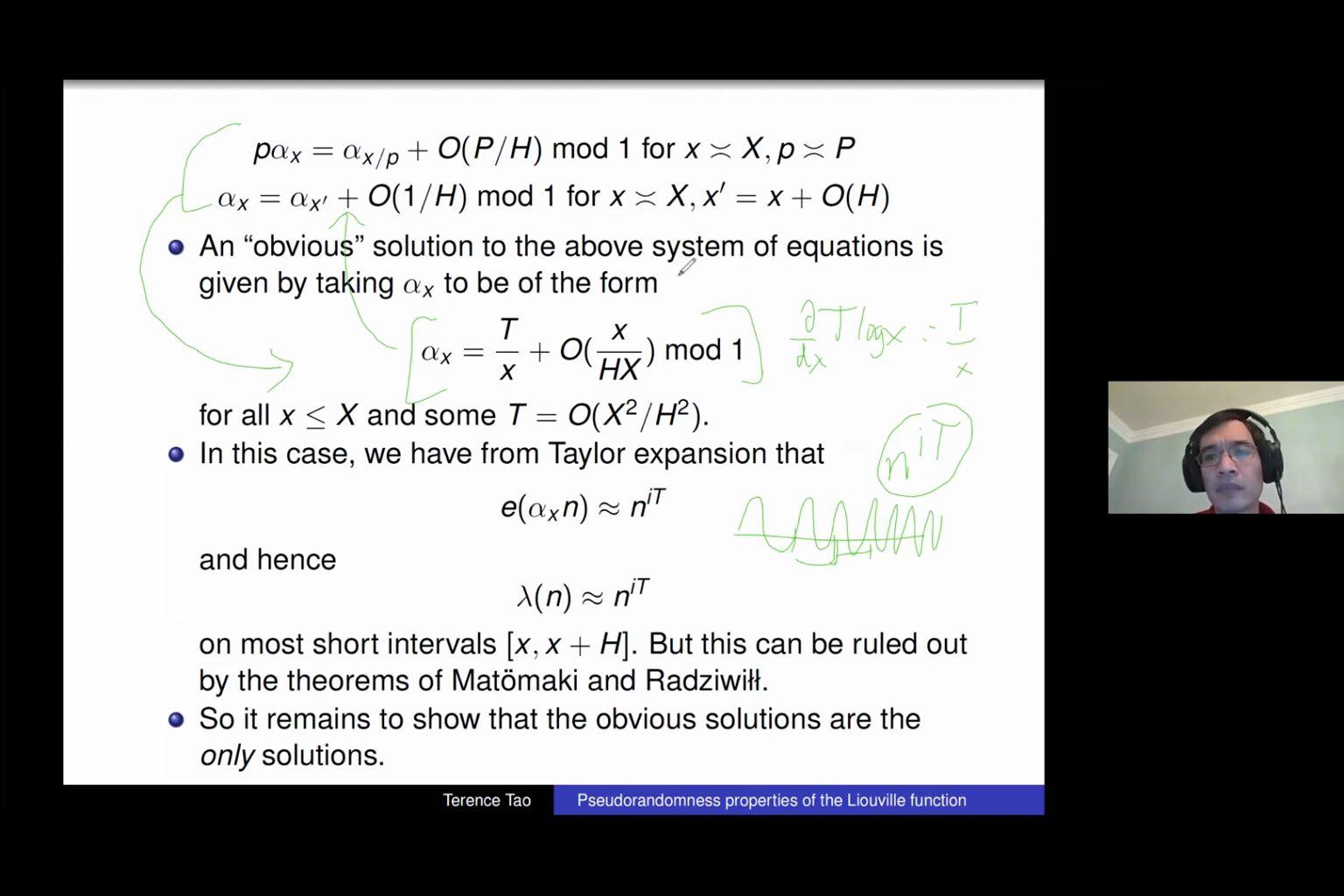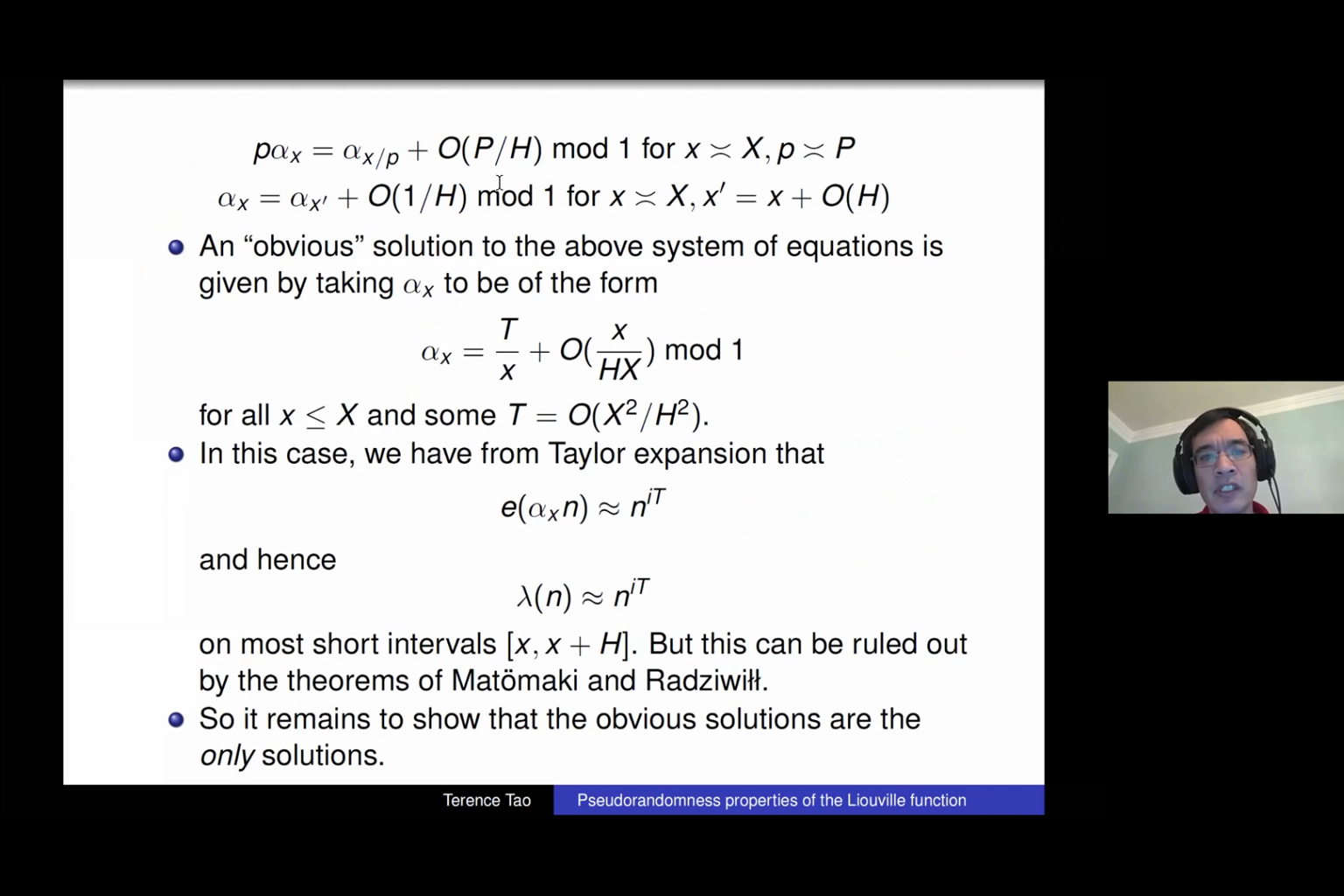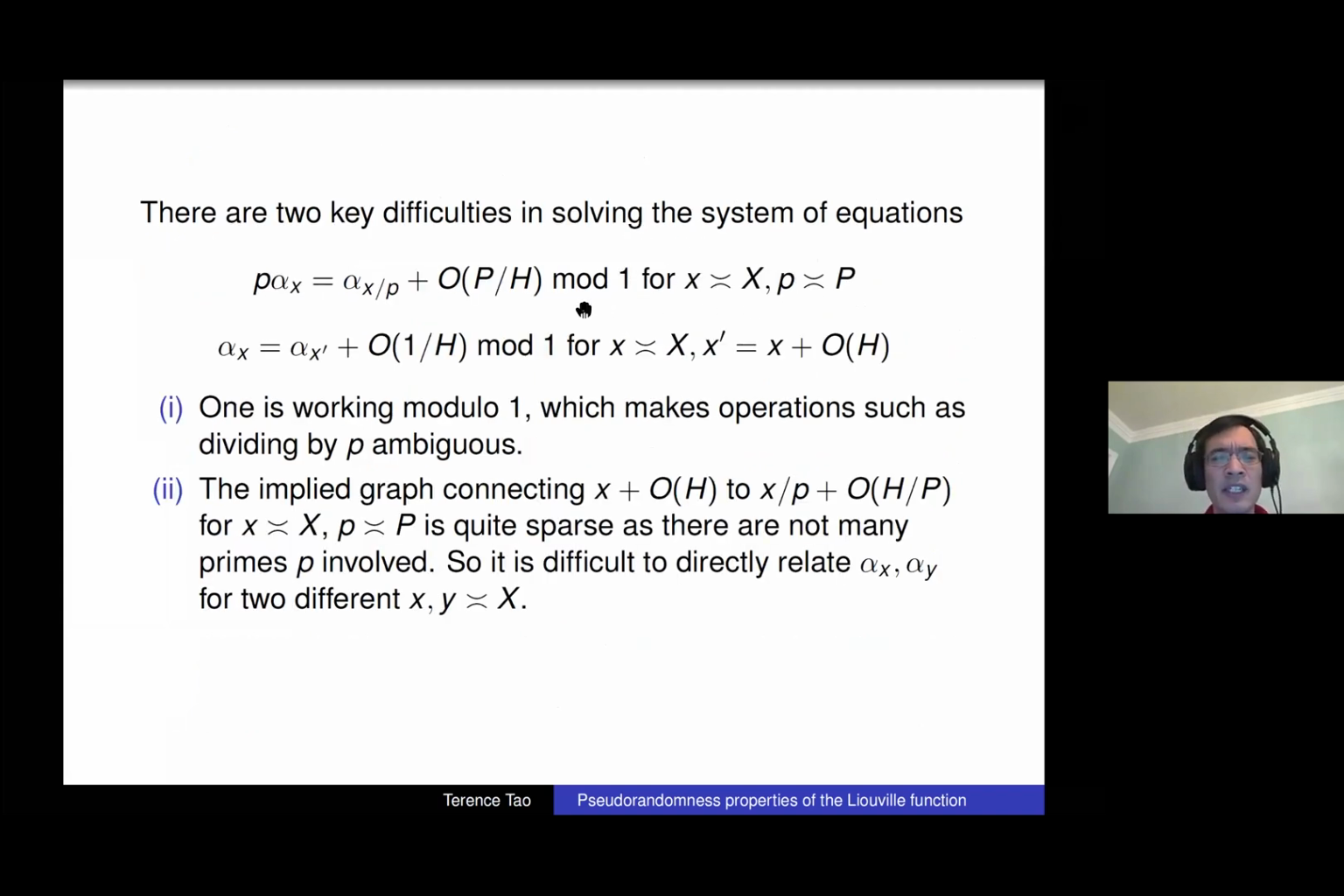So to do this, if we didn't have this mod 1, then you could just iterate this and divide by p and so forth. But this mod 1 prevents us from dividing by p, and that's very annoying. The other thing is that we don't have many p's to work with. P is kind of small, so we can connect x to x over p, but that's a very sparse graph. So there's a graph underlying this. Like x lives in some interval between x and 2x, and then x over p lives in some smaller one.